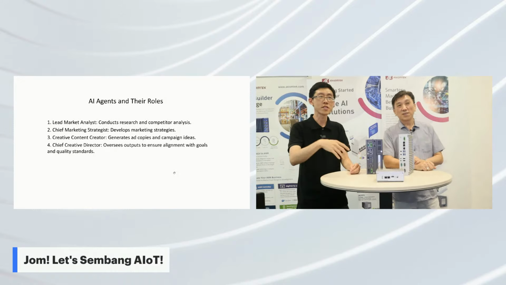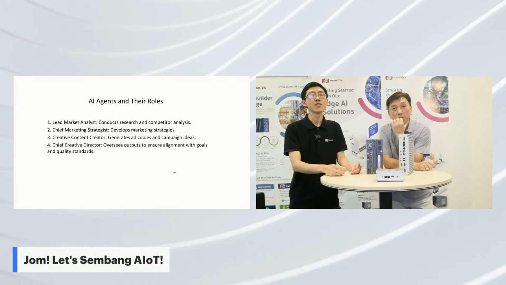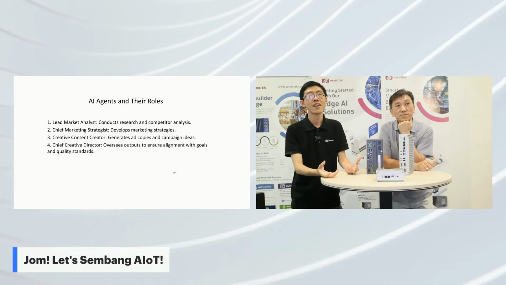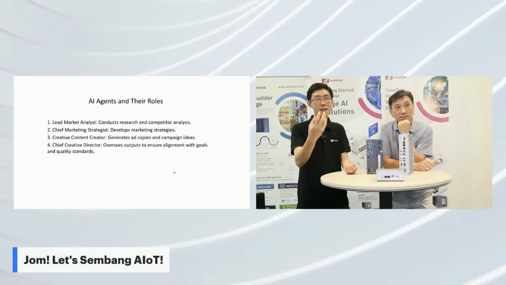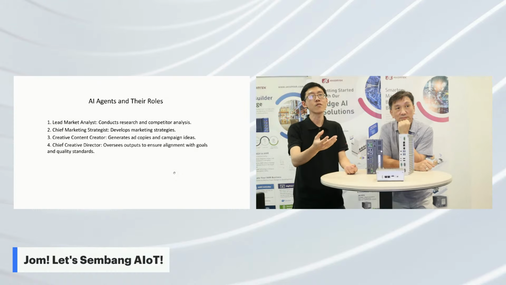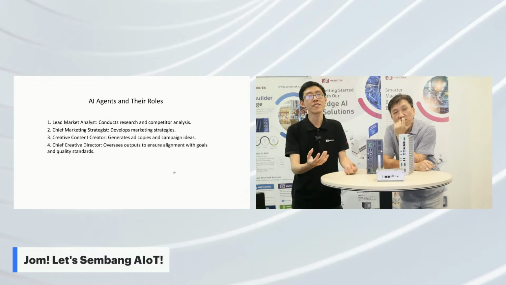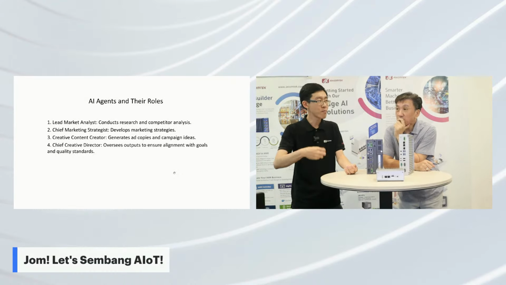After you get the output, you just pass it to the next person in charge. So the next one will develop the marketing strategy. After that, second process complete, and then the third one will start. The creative content creator will generate the ad copies and the campaign idea. And then the last one, the chief creative director, will oversee the output of every AI agent to ensure alignment with the goal and the quality standard. Then it passes the result directly to the crew or the user. Yeah, there are many ways to do this.